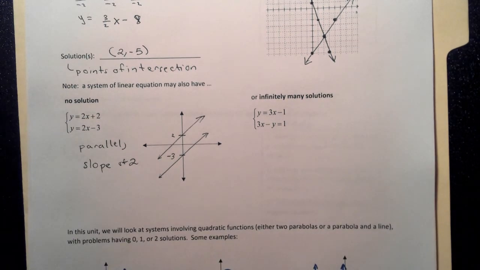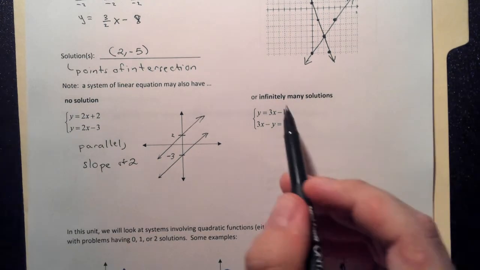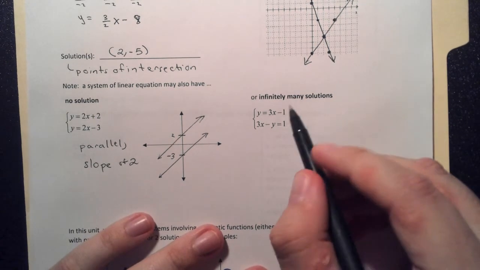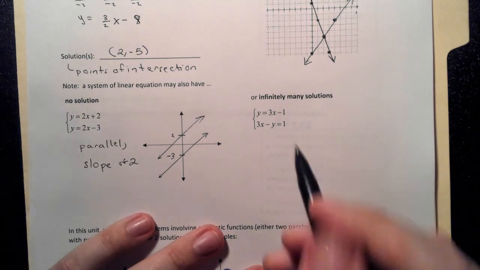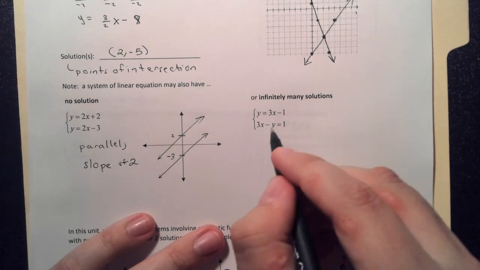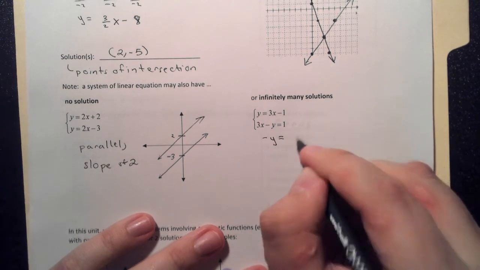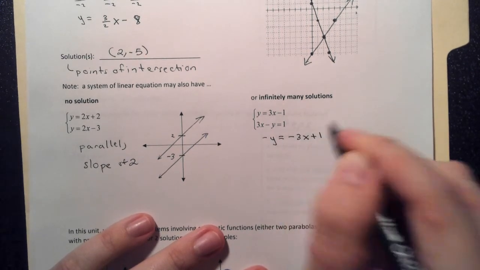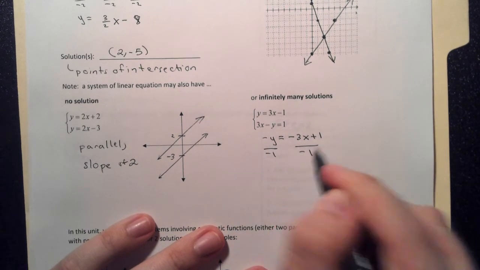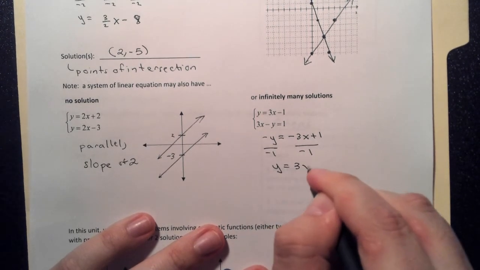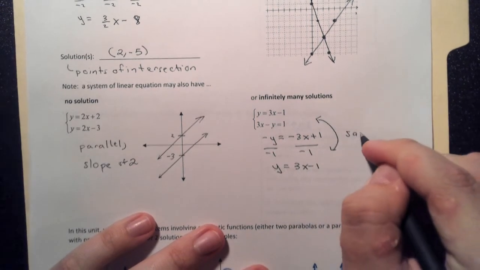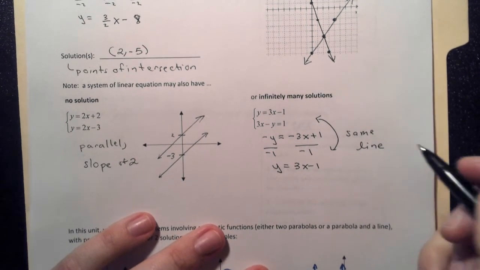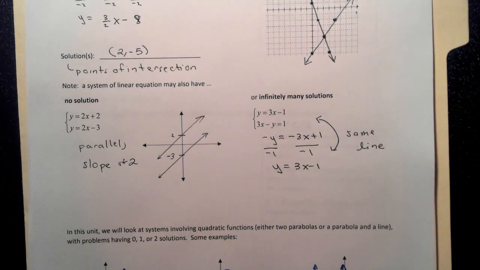There's also the possibility, which will not come up this year, that you had infinitely many solutions. That is the situation where you have really the same line. If I imagine moving this around a little bit, the opposite of y is equal to negative 3x plus 1, dividing by negative 1 gives me y equals 3x minus 1. So I have an infinite number of solutions because these are the same line. Hopefully those sound familiar from Algebra 1. We will not really run into those situations when we're dealing with quadratic systems.